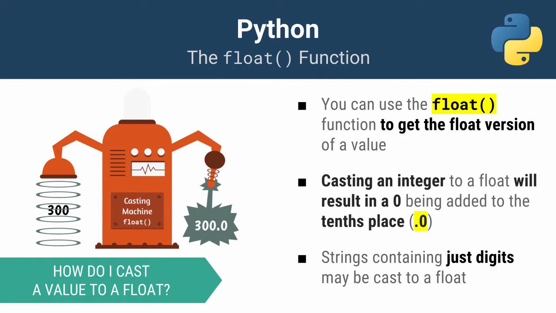The other two casting functions I want to talk to you about work the same way. To cast to a float, use the float function. Remember, floating point numbers have a decimal portion, so if I cast the integer 300 to a float, it would simply add a 0 in the tenths place.